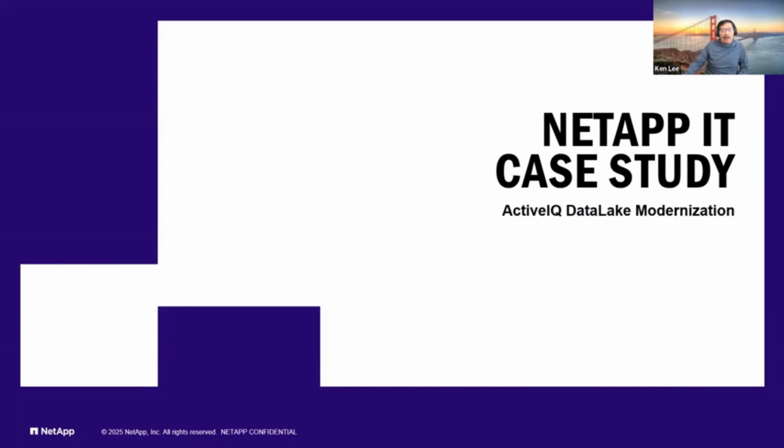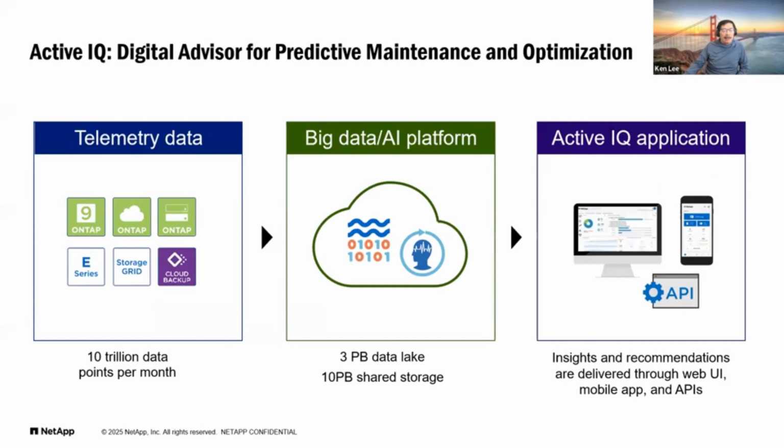Okay, so this particular case is regarding our Active IQ data lake. Just to give you a feel for how large the system is, here are some metrics for Active IQ. There are about 10 trillion data points per month of telemetric data. You can say that this is AutoSupport, all the AutoSupports that NetApp gathers. That data is translated to about 3 petabytes of data lake information, and another 10 petabytes of shared storage that NetApp uses internally. And for our customers, they can get to some of the data via Active IQ Digital Advisor, mobile apps, and custom APIs.